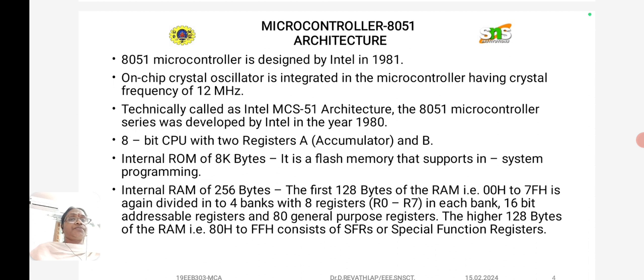It has an on-chip ROM of 8K bytes, which is flash memory that supports in-system programming. It has an on-chip RAM of 256 bytes. The first 128 bytes of the RAM, that is 00 to 7F, are divided into 4 banks with 8 registers, R0 to R7, in each bank. It has 16-bit addressable registers and 80 general purpose registers. The higher 128 bytes of RAM, that is 80 to FF, consist of special function registers, that is SFR.